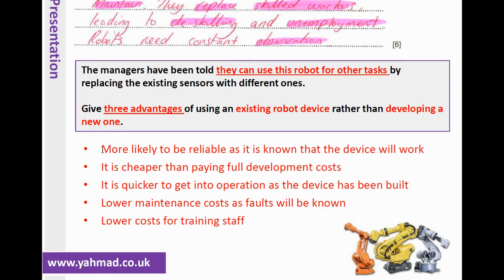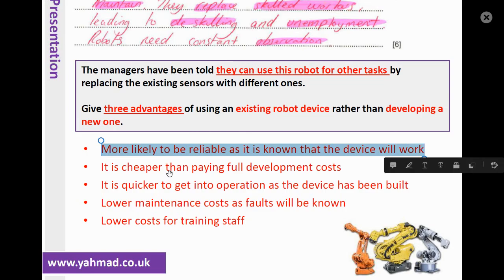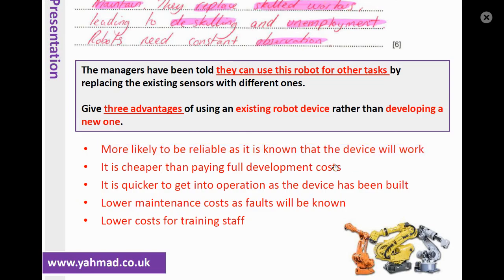So what are the advantages? You could say more likely to be reliable, as we know the device works. It's cheaper than paying for full development costs for making a new robot. It's quicker to get into operation as the device has already been built, just changing the sensors only. Lower maintenance costs as faults will be known, and lower costs for training staff as they should be familiar already with using some of these robots.